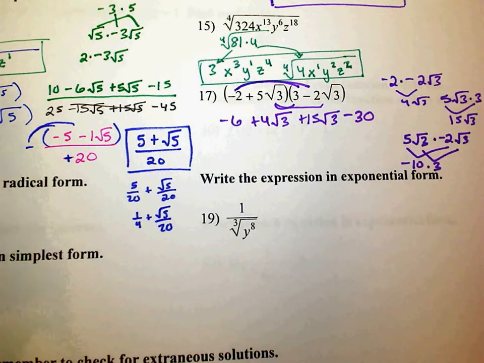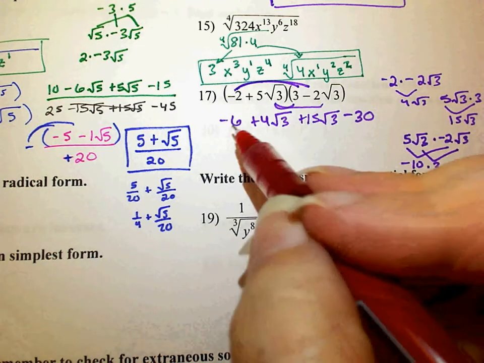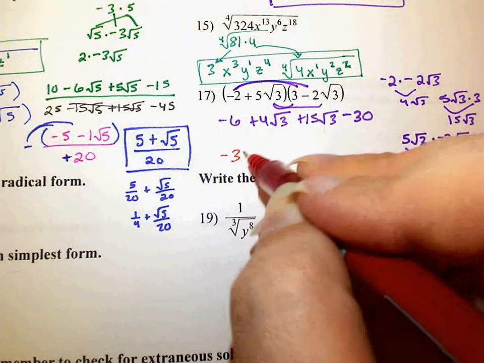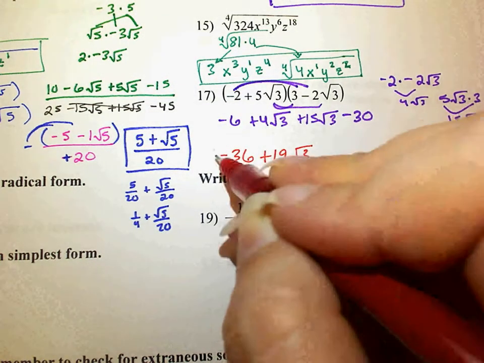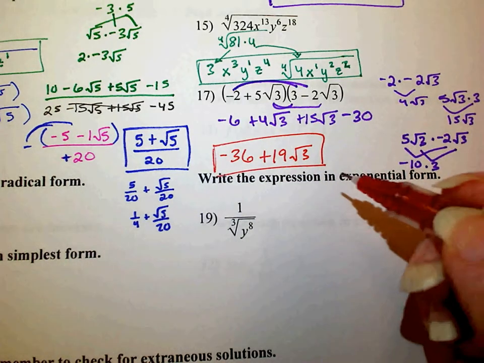Next thing I want to do, or last thing I want to do, is combine like terms. So I've got negative 6 and negative 30, that's negative 36. 4 and 15 is 19, so 19 square roots of 3. And that is my final answer. Okay?